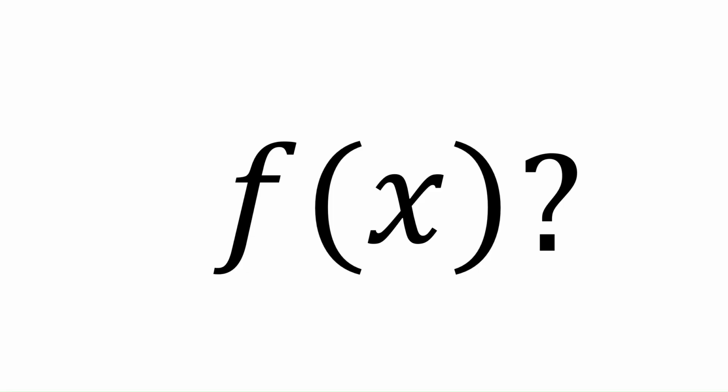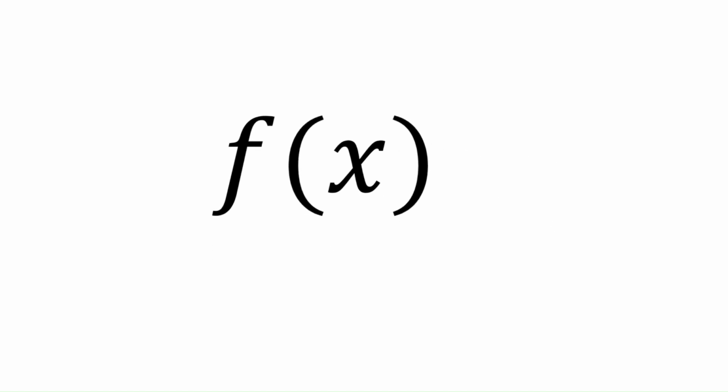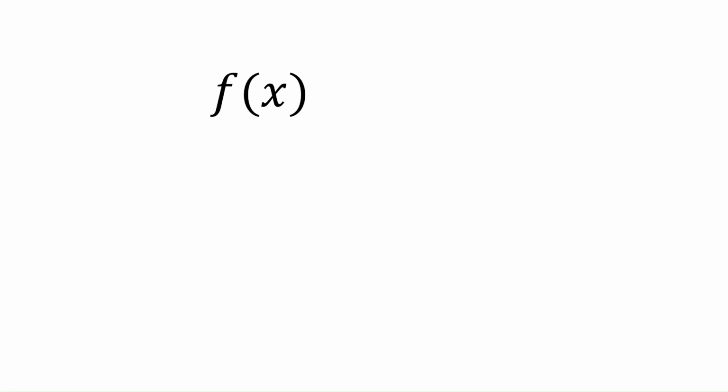What does f of x actually mean? Well, f of x does not mean f times x. A function is best thought of as a type of number machine. You put a number in, the function does something to it, and you get a number out. Here we have f of x equals 2x plus 3. x is the input and f of x is the output.